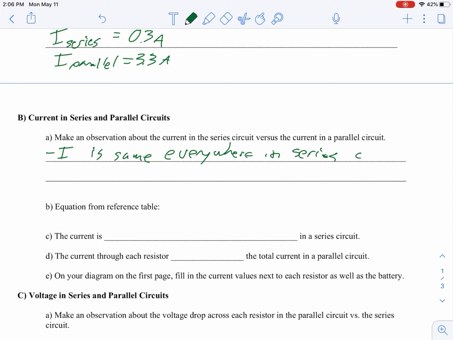I wish we didn't have to memorize that. Oh, wait, you don't. This is physics. You don't really have to memorize anything. You have a reference table. Look at the very bottom here. I don't want to reveal everything. That's why I'm looking at the very, very bottom. It says series circuits and parallel circuits.